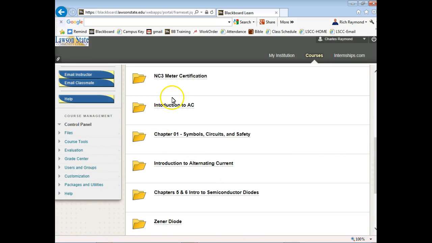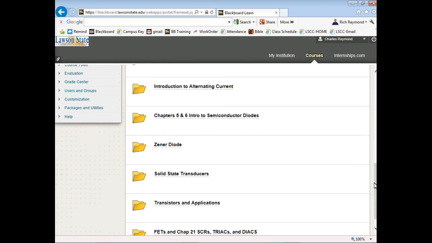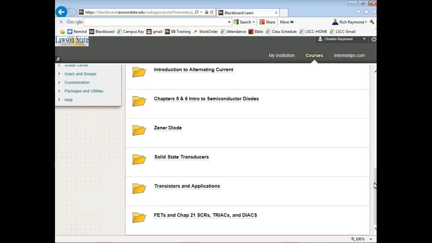So we'll start off with an introduction to AC, symbols, alternating current, introduction to semiconductors, then Zener diodes, which is a part of semiconductors. We'll look at solid state transducers or sensors. We'll look at transistors and their applications, and then other solid state devices. So this is what we're going to do in this method. These are the chapters.